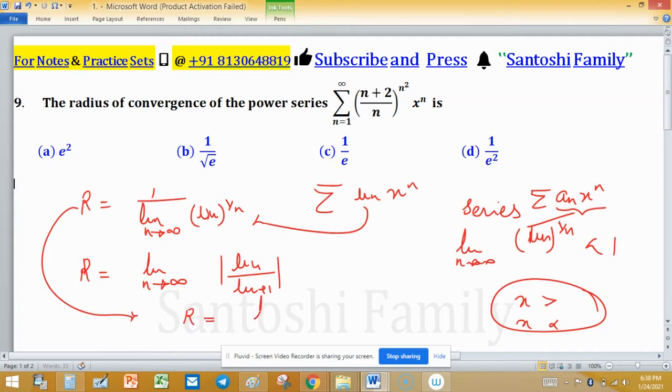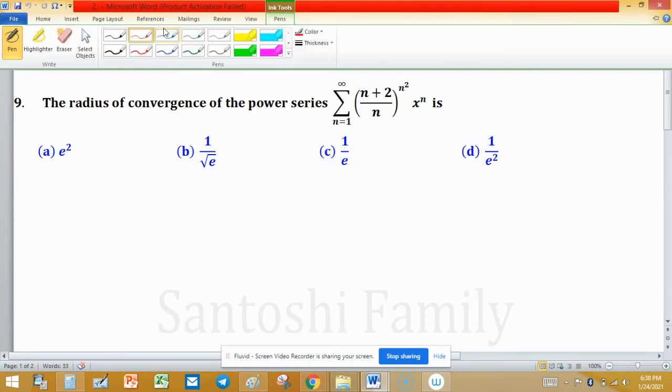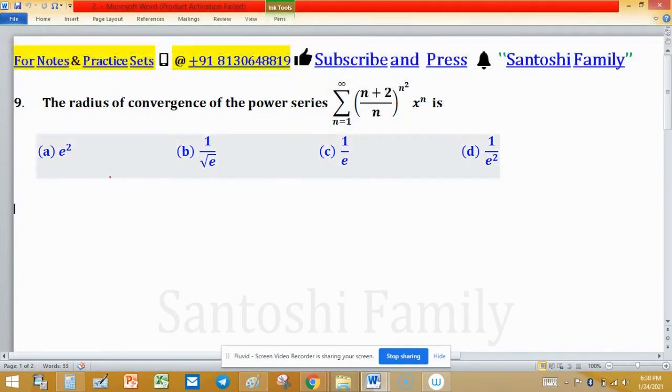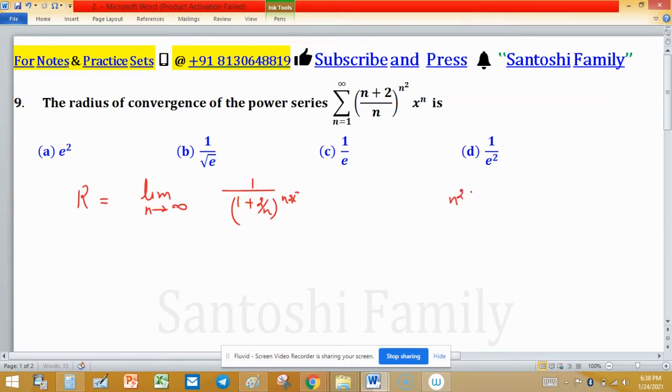It will be R equal to limit n tends to infinity 1 upon (1 plus 2 upon n) raised to the power n square, the whole raised to the power 1 upon n by the formula. Now simplify this expression as n tends to infinity, and you will get the radius of convergence 1 upon limit of (1 plus 2 upon n) raised to the power n square by n, the power 1 upon n cancels out, so what is left is only n.